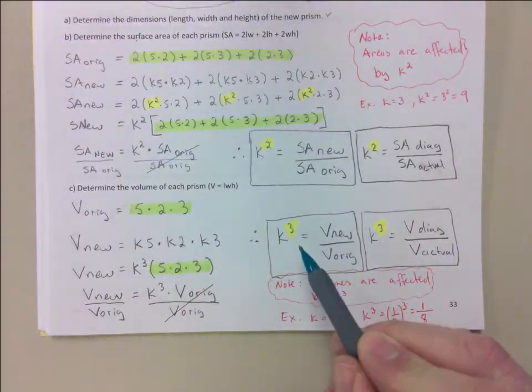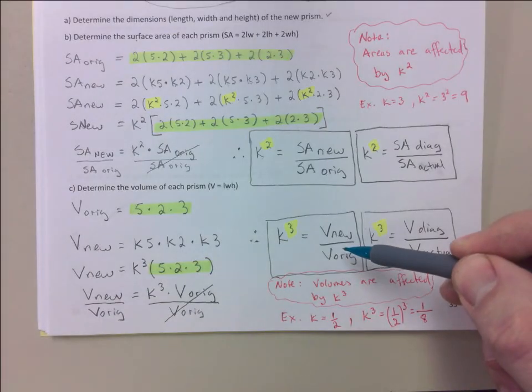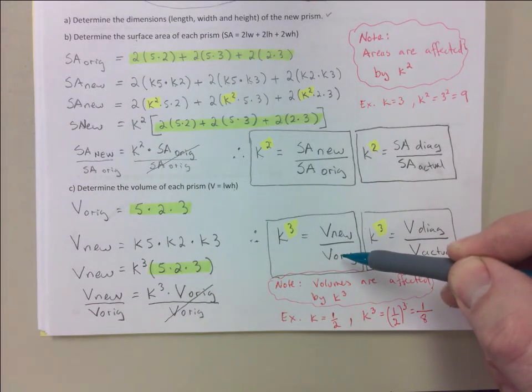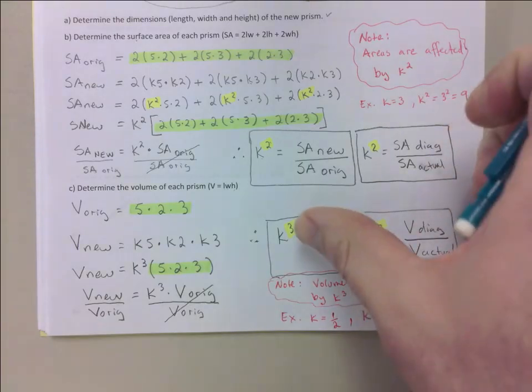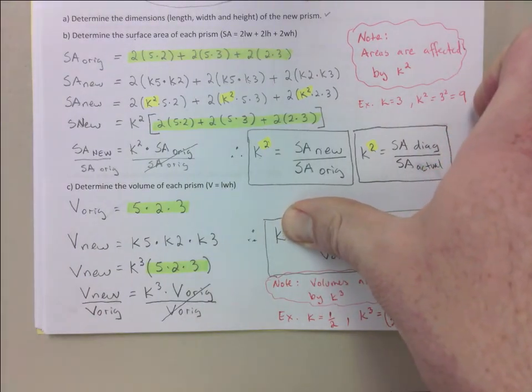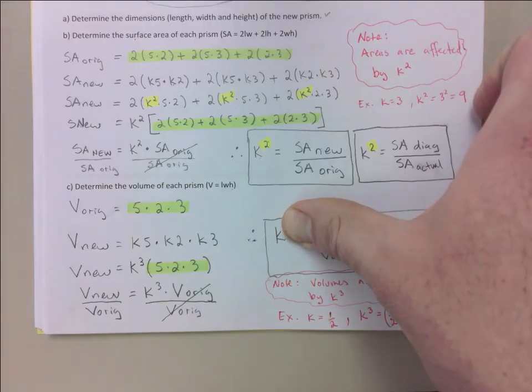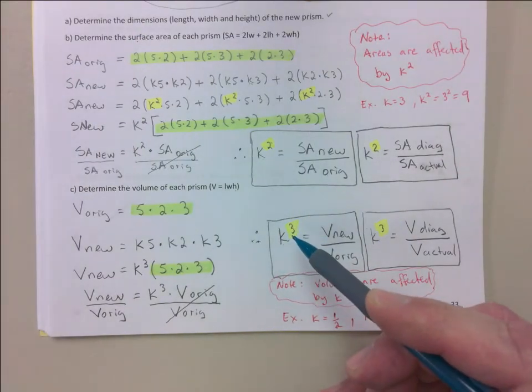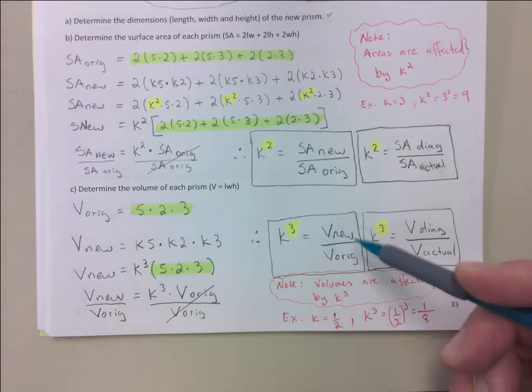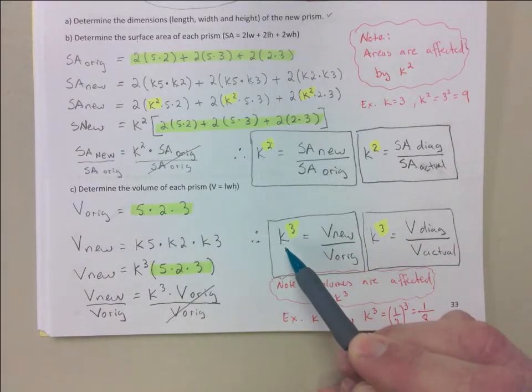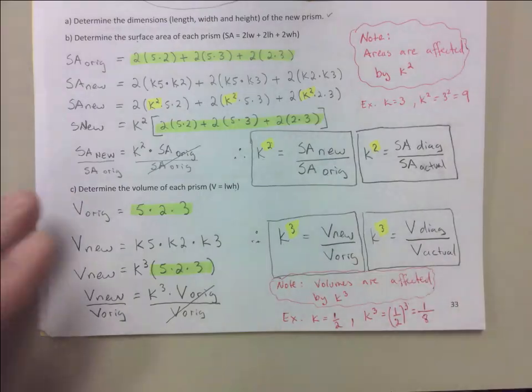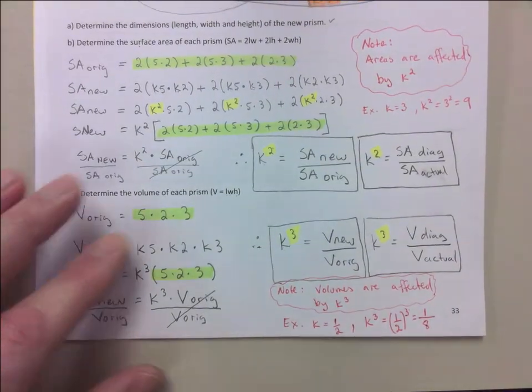And the volumes, this is on page 33, if I ever ask you how have the volumes been affected, you don't just say k, which in this particular example was 2. You say k to the power of 3. The volumes are affected by k cubed, okay? So that's something that I want you to remember.